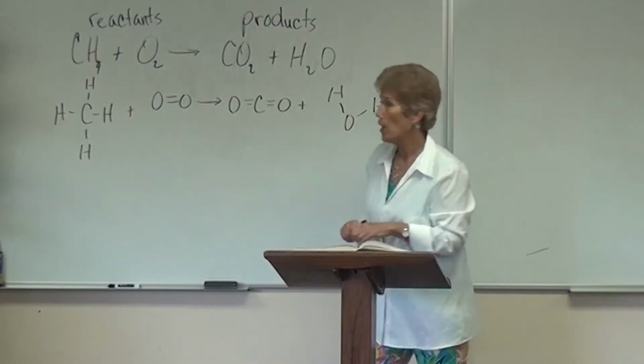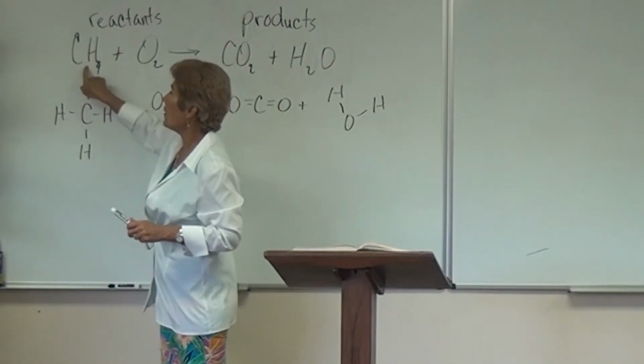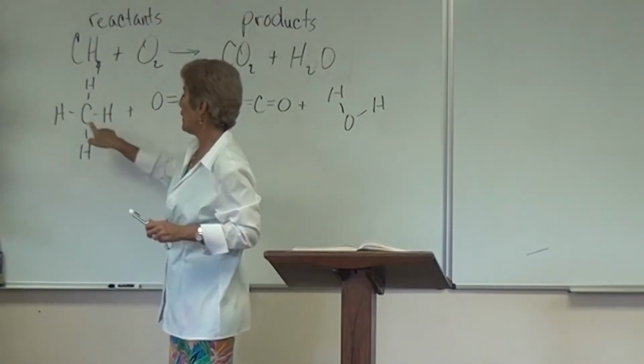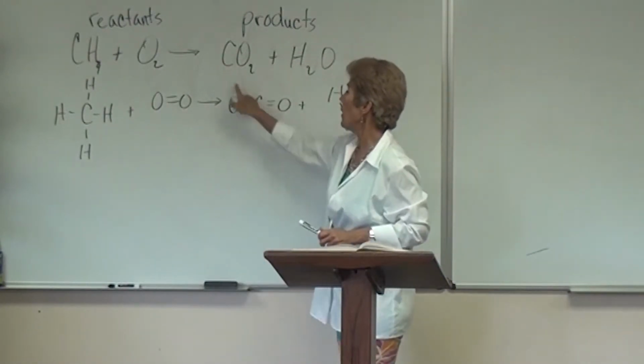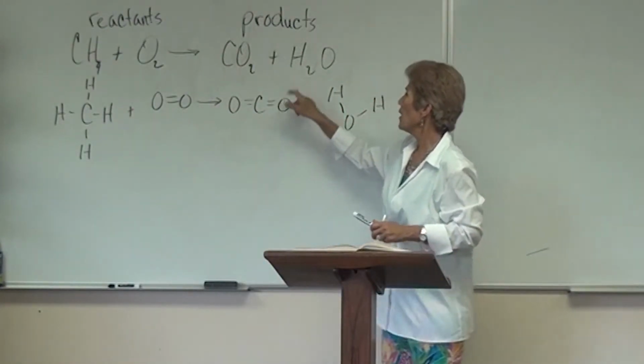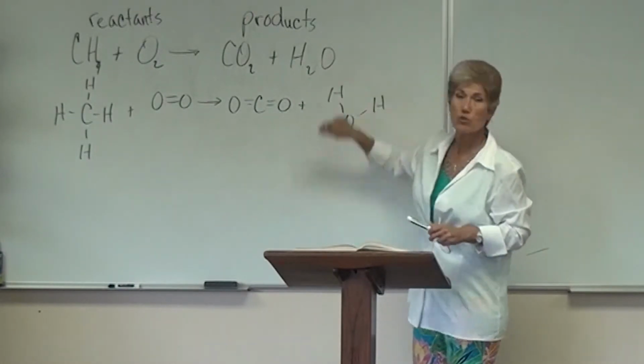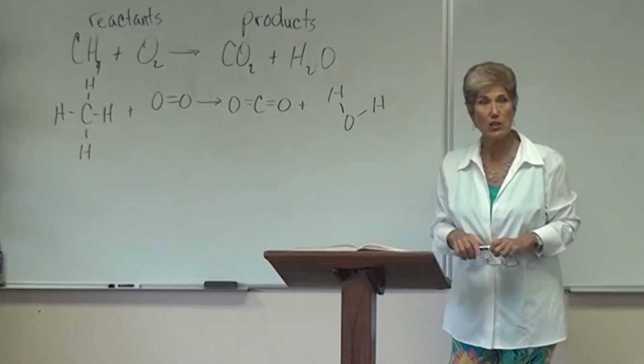So far, so good. Remember, there's 1 carbon because there's the invisible 1. There's 4 hydrogens. There's 2 oxygens. There's 1 carbon with 2 oxygens. And there's 2 hydrogens attached to an oxygen. That's what those subscripts mean, correct?